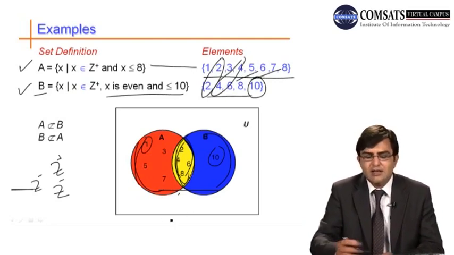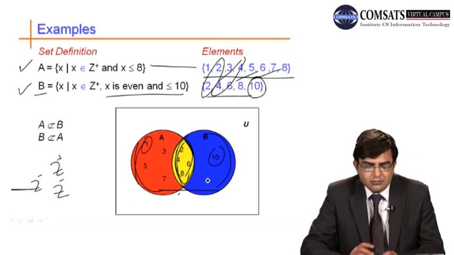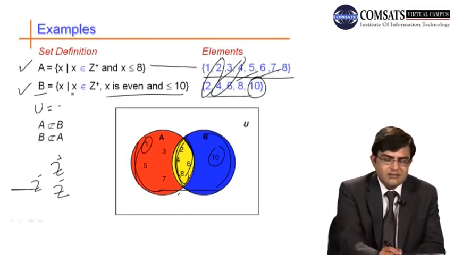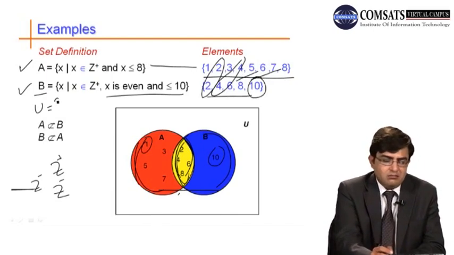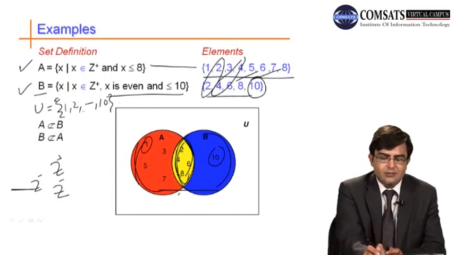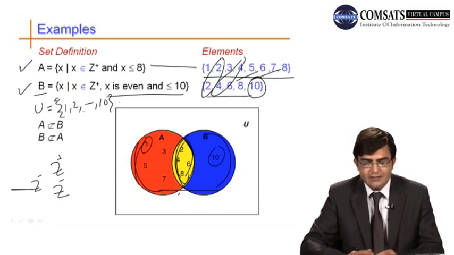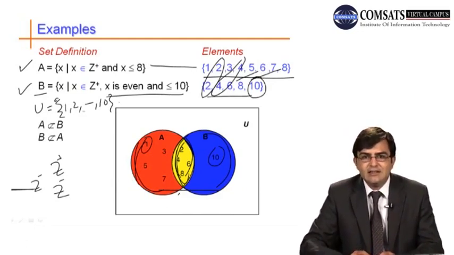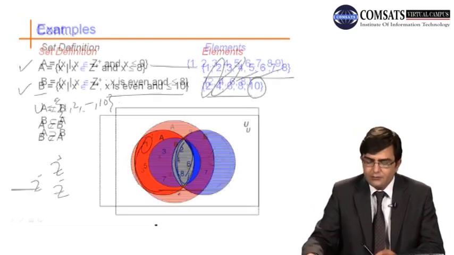The universal set is the set which contains A and B both. The universal set could be any set, you can say the natural numbers, the set from 1 up to 10. This could also be a universal set, but here we don't need to know what exactly the universal set is.